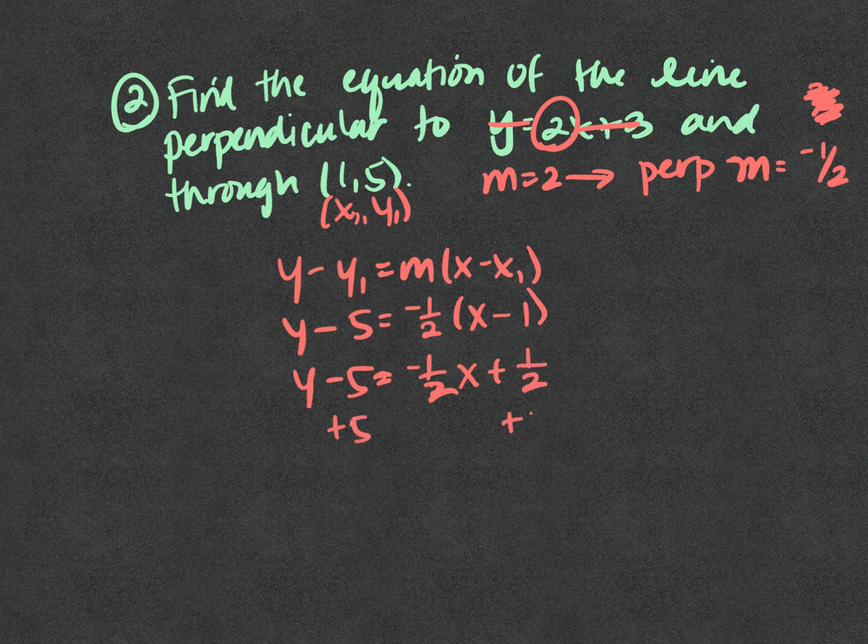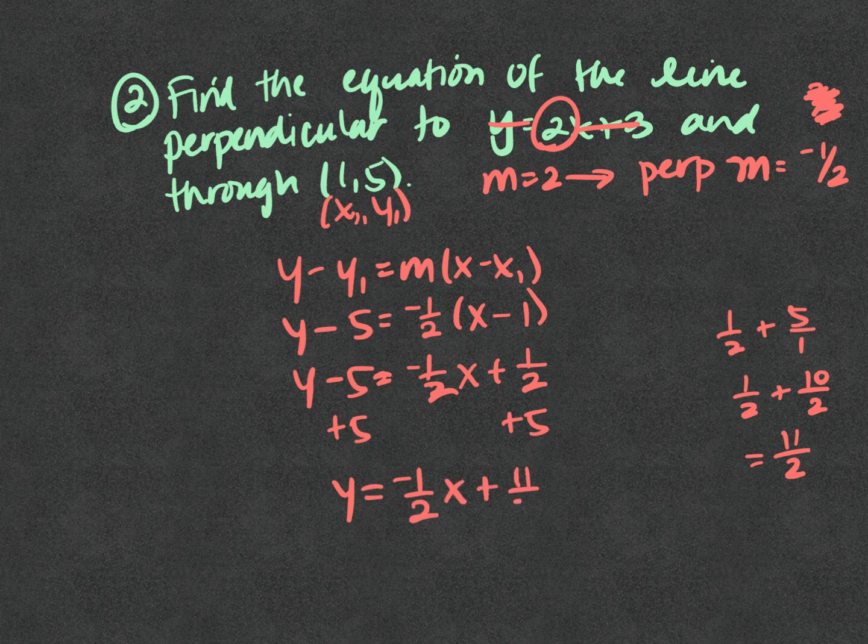We're going to add 5 to both sides. So 1/2 plus 5 over 1, common denominator. This will be 1/2 plus 10 over 2 equals 11 over 2. So y equals negative 1/2 x plus 11 over 2.